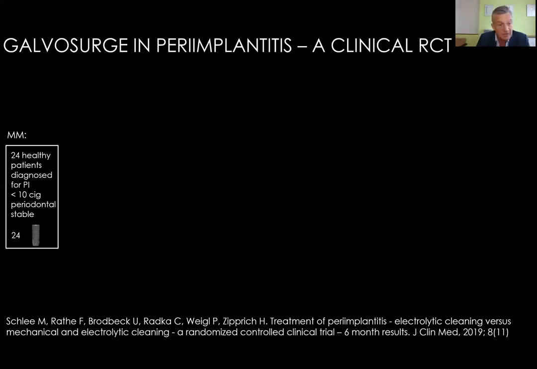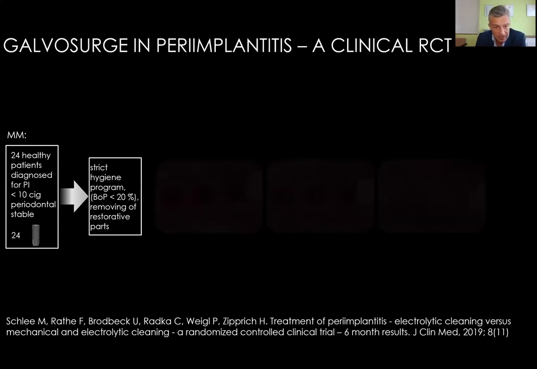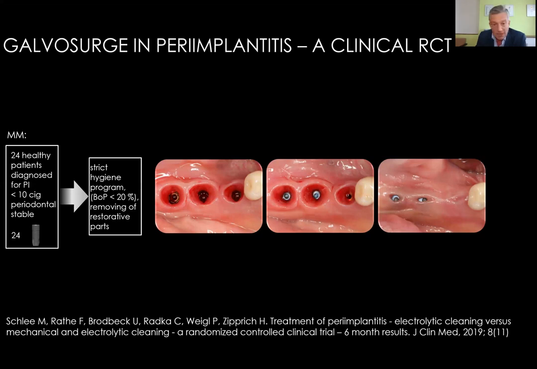We initially, for the CE approval mark, we treated 24 healthy patients. Of course, I'm a periodontist, so we started the usual cleaning program, the strict hygiene program, till bleeding and probing was less than 20%. We removed any restorative parts. Why is that necessary? If we want to achieve re-osseointegration, then we need to have sterile implants again. And if we don't remove the restorative parts, then we are not able to clean the inner side of the implant, but we have to. And this was the reason that we removed all the implants.